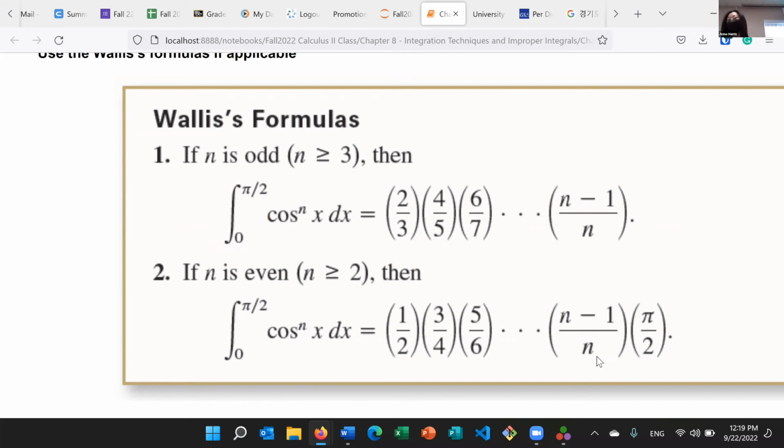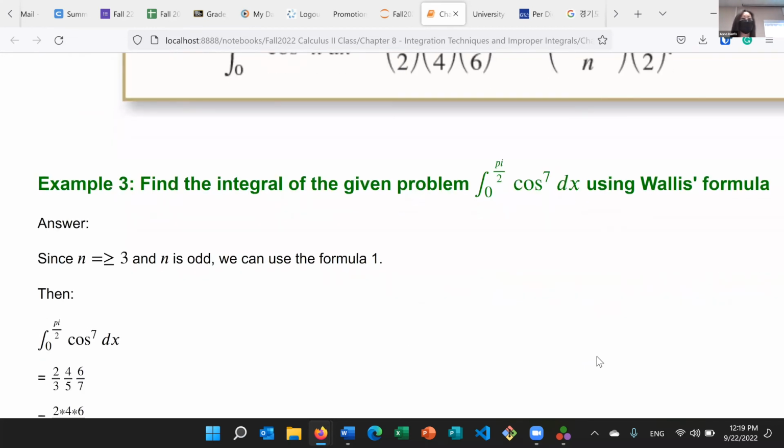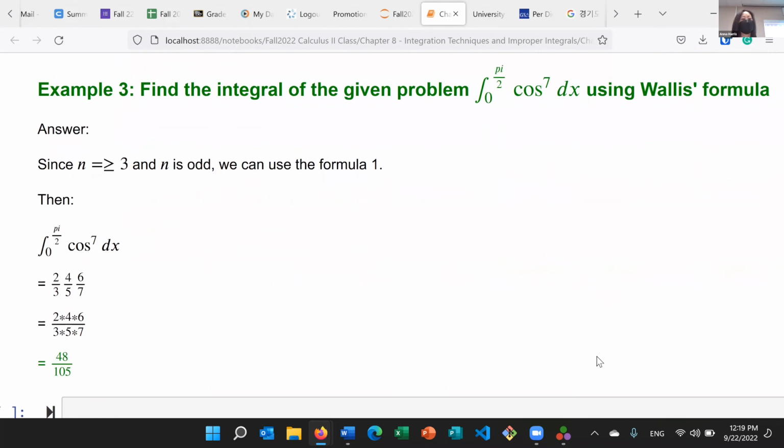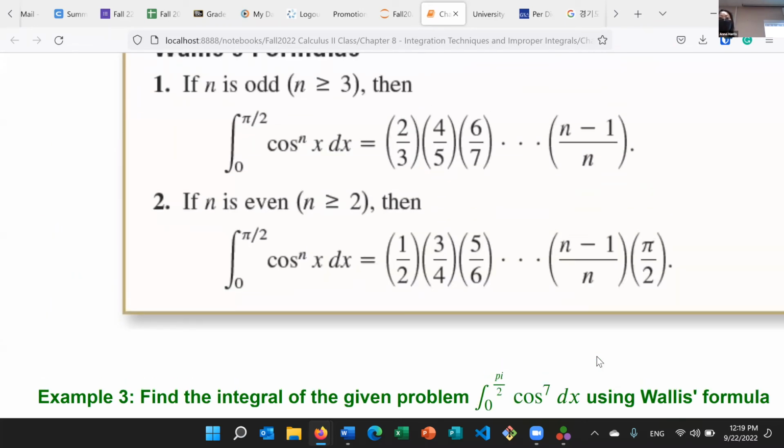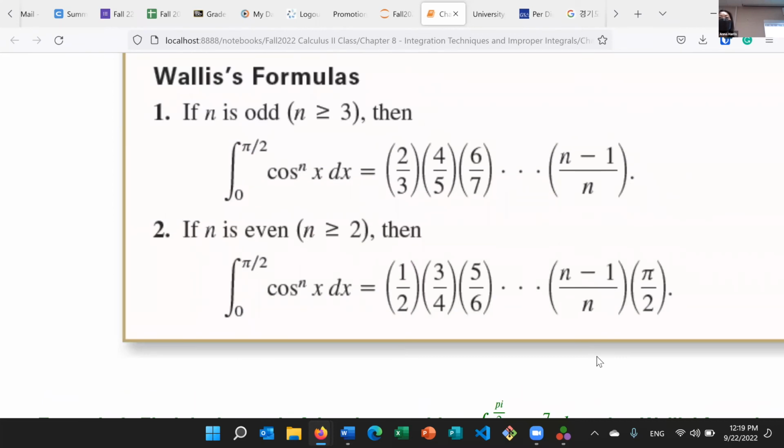Then if it's a cosine or sine, it doesn't matter, they figured out this: 2 over 3, 4 over 5, 6 over 7, all the way to whatever the n minus 1 power is. Okay, so look at this example. For that one, n would have to be greater than 3, because of the way the fractions work. Since we have 6 right here, that's fair. Any n greater than or equal to 3.